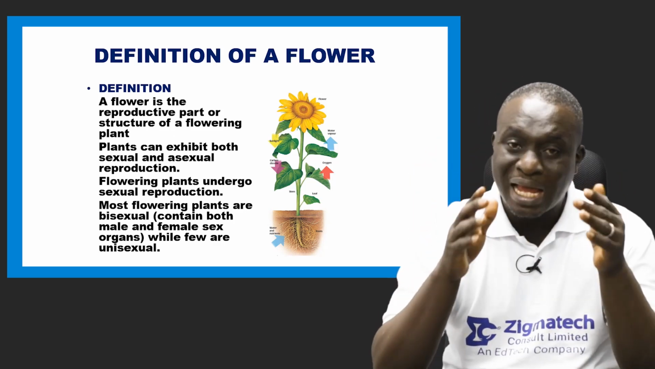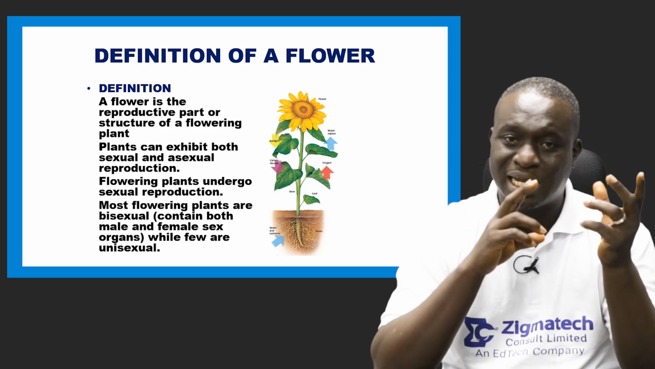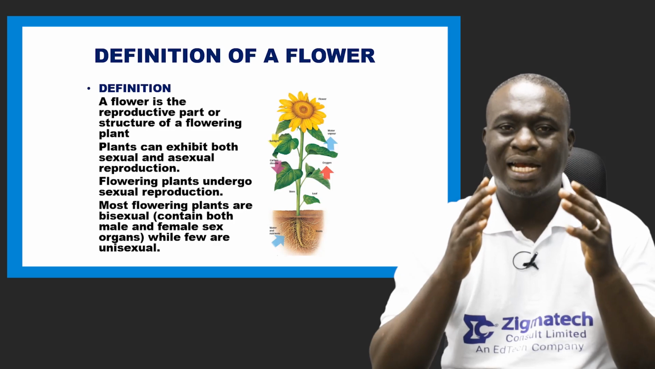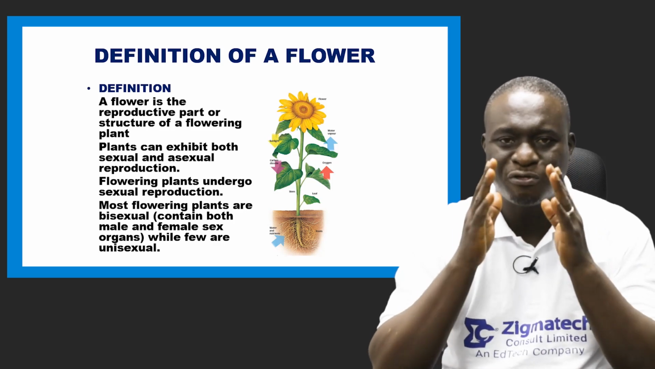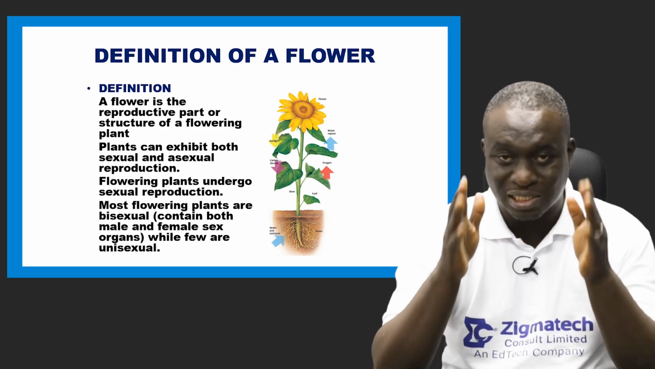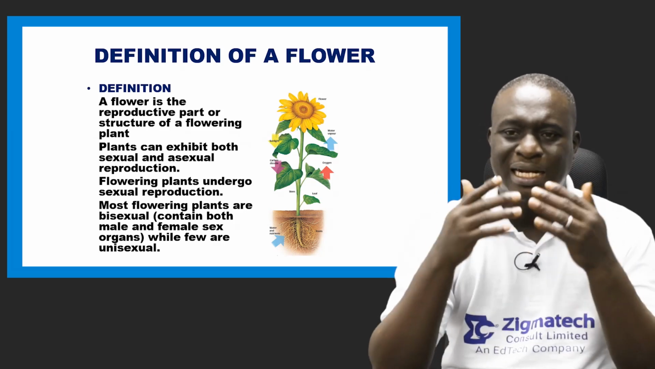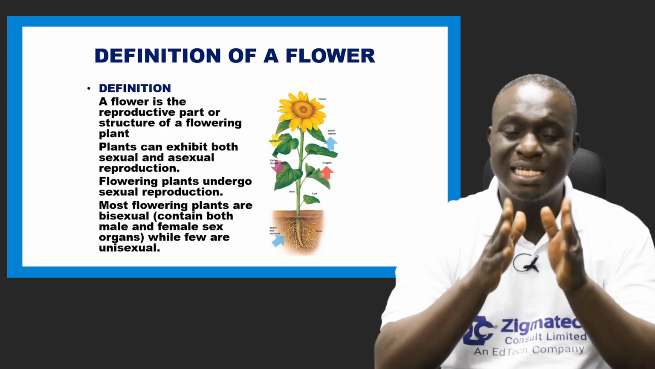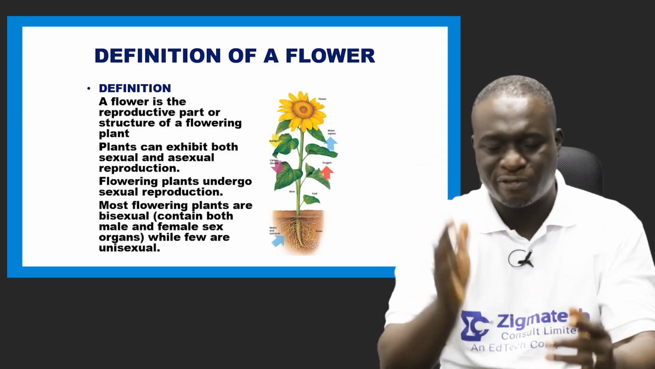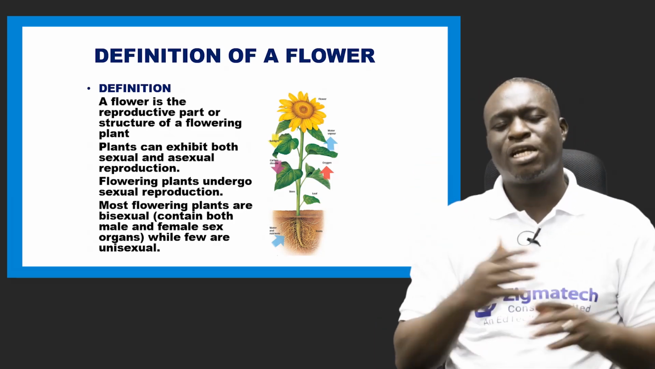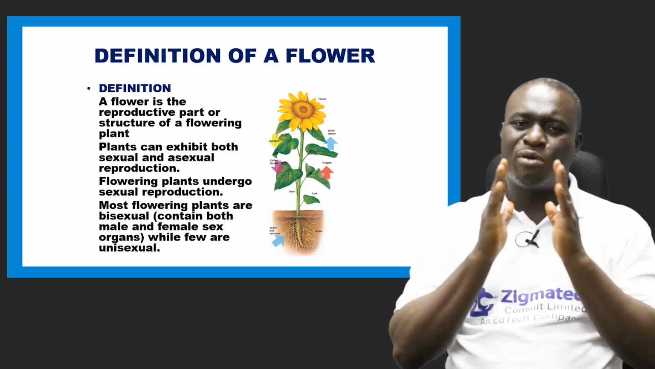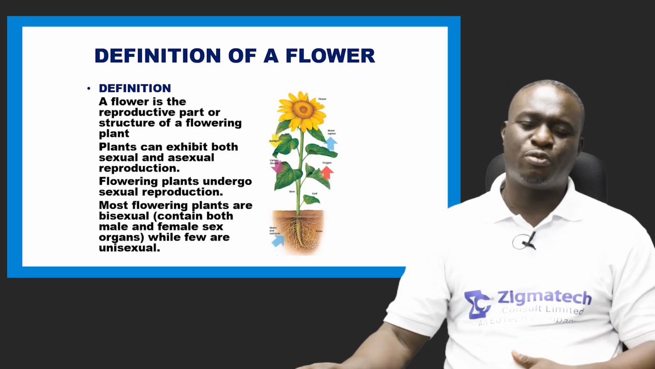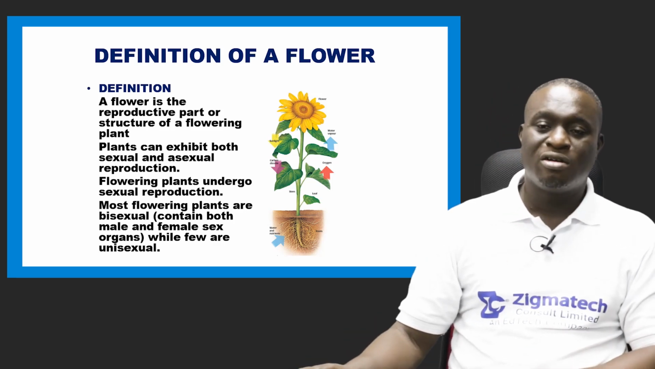Now, in plants you can see both bisexual and unisexual. There are some flowering plants that have both the male and the female reproductive organs in one plant, and there are some flowering plants that are just unisexual. It is either a male or a female. We're not going to be exploring all of this, but I want you to understand that a flower is the reproductive part of a plant.